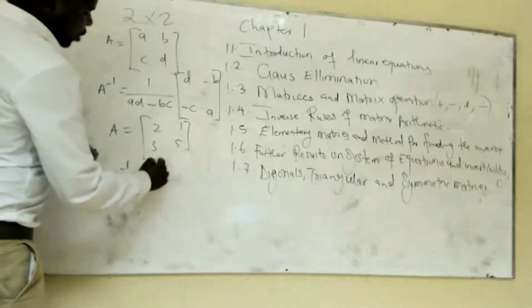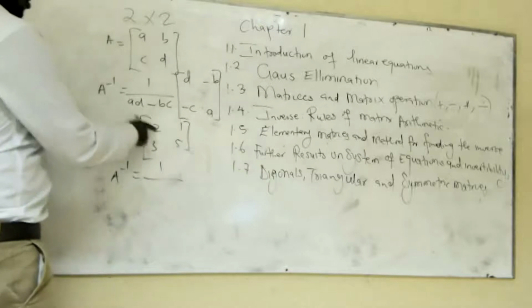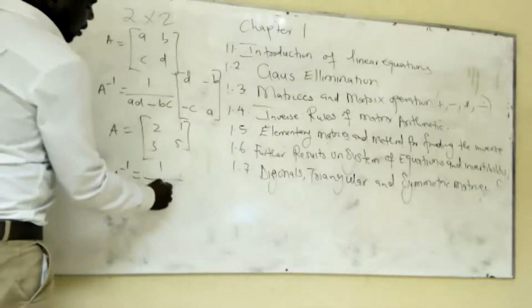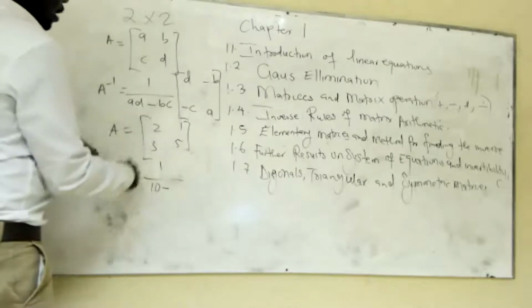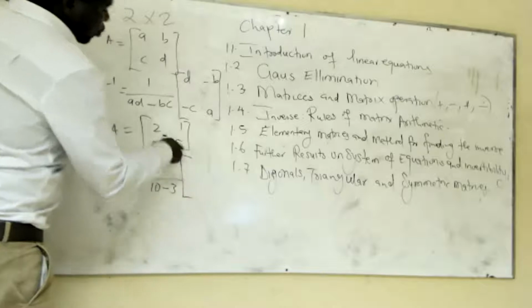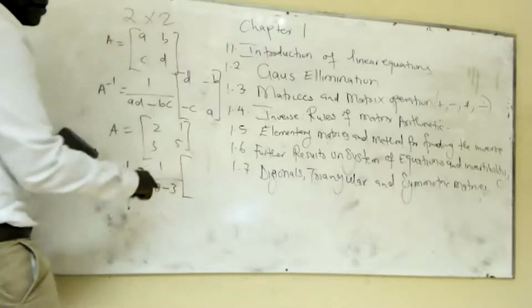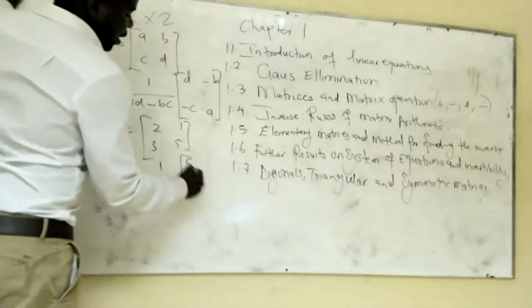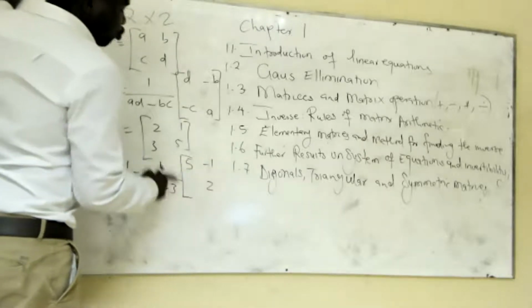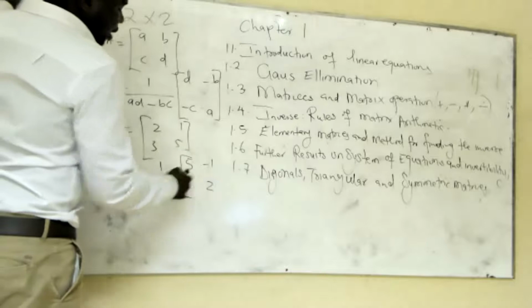So now we're going to have 1 over, then you multiply the diagonal. So it's going to be 2 multiplied by 5, which is going to give you 10, minus multiplication of the other diagonal, which is 3 multiplied by 1, and that will give you 3. And from there, you swap the positions of the diagonals, which is going to be 5 here, and then the 2 at the bottom. And then on the other diagonal, you put the negative. You don't swap on the other diagonal.